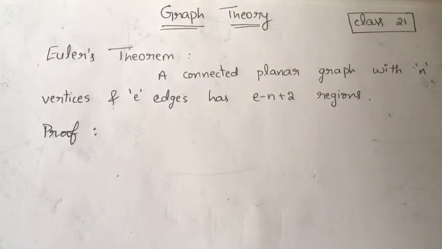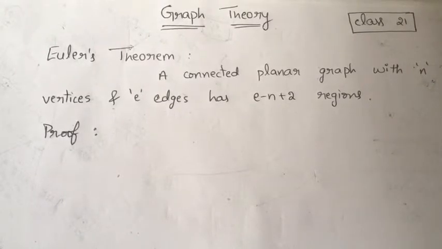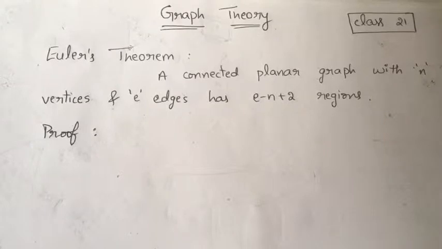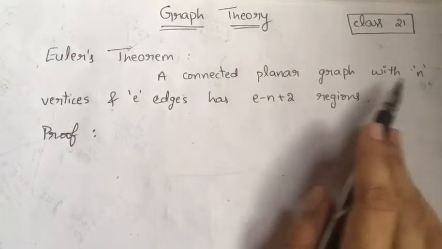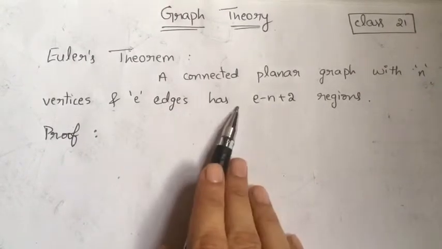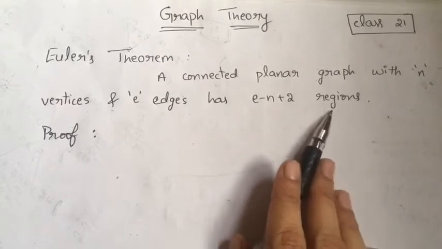In this video, we are going to study one of the important formulas in graph theory, given by Euler, and it gives the number of regions for any connected graph. Number of regions plus number of vertices minus the number of edges is always equal to 2. In other words, a connected planar graph with n vertices and e edges has e minus n plus 2 regions.